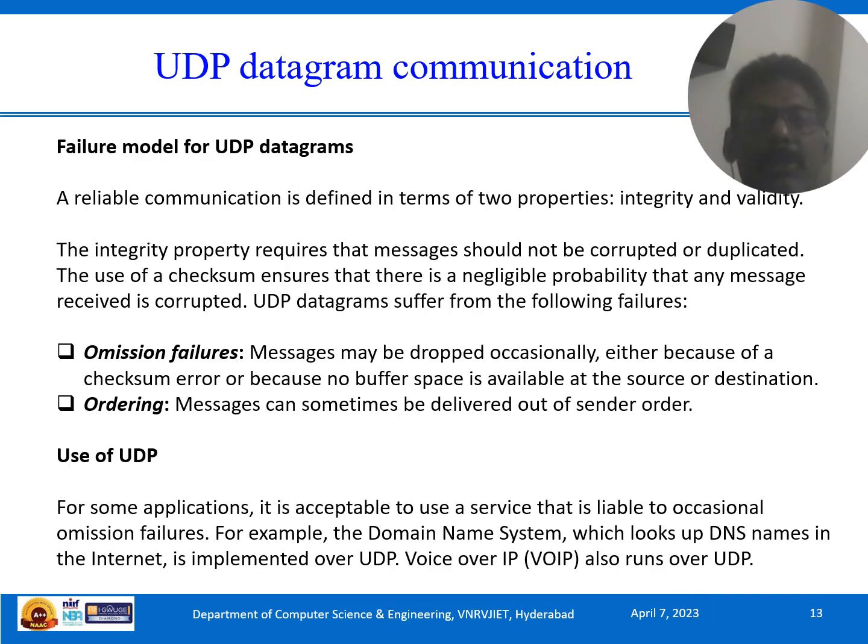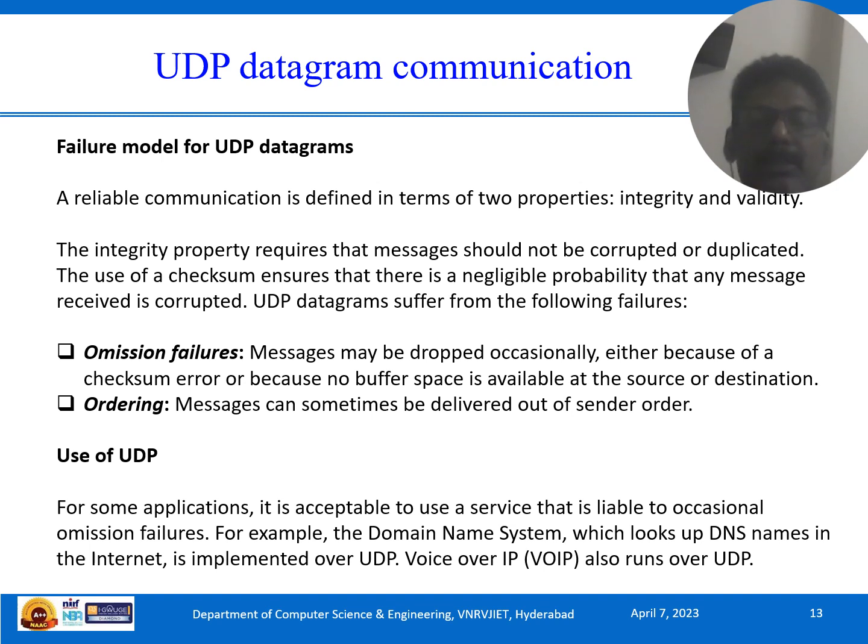Failure model for UDP datagrams. A reliable communication is defined in terms of two properties, that is integrity and validity. The integrity property requires that a message should not be corrupted or duplicated. The use of a checksum ensures that there is a negligible probability that any message received is corrupted.